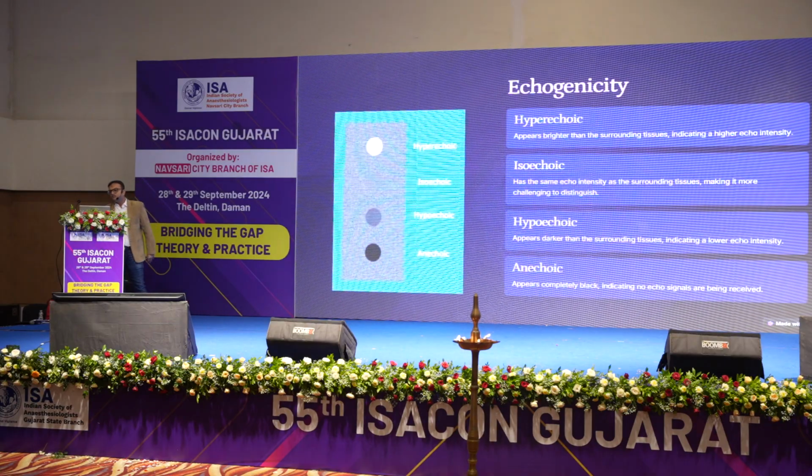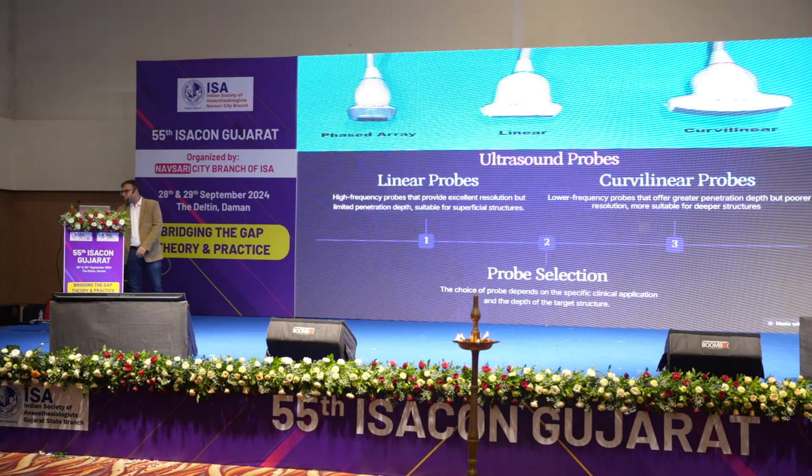After knowing these things, we have to know that on the screen we will find something black, something white, but they have names: hyperechoic, which is whitish; isoechoic, which is like the surrounding structure; hypoechoic, which is darker; and anechoic, which is totally black. Depending on these structures, we are going to differentiate the things.